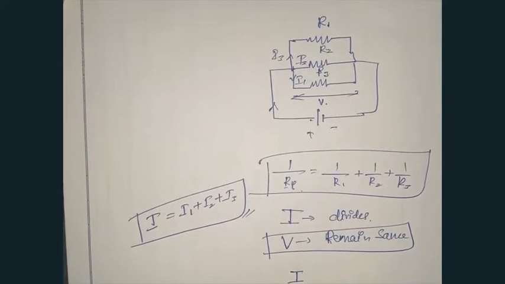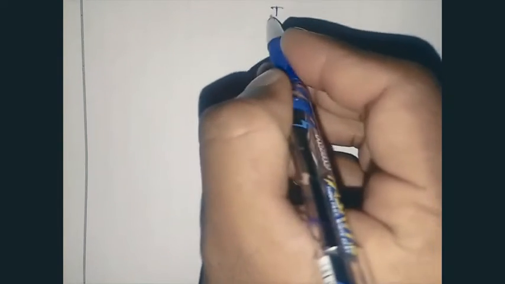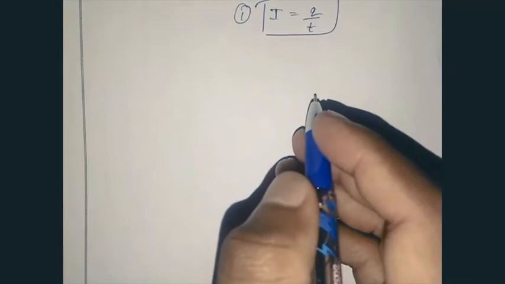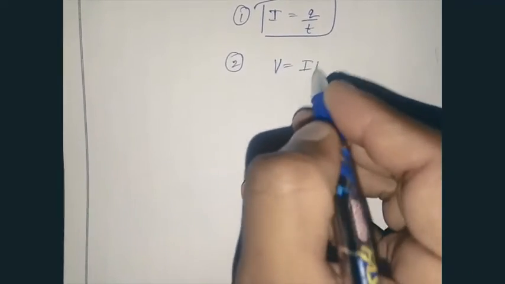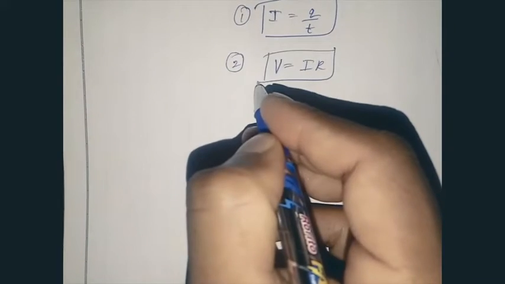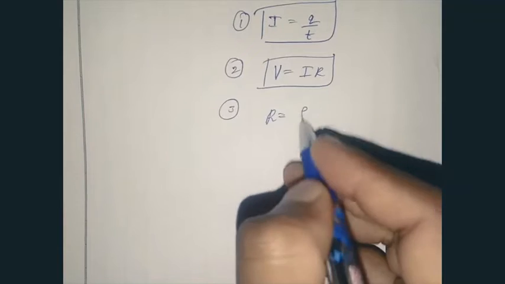Now we'll revise all that we read till now, and I'll write the formulas on one page so that you can copy them in your textbook or notebook. First we read about the current flow, so I is equal to Q by T. This was our first formula, and the second formula was Ohm's law, which is V is equal to IR. Then the factors affecting the resistance, so R is equal to rho L by A.